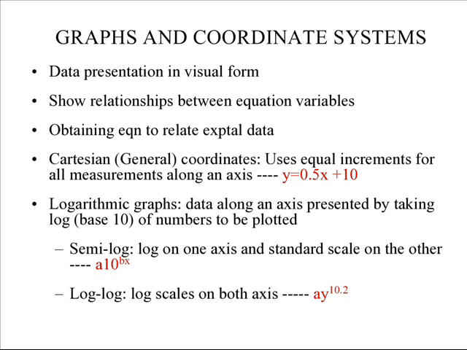There are different kinds of coordinate systems, and the one that we'll use the most is the Cartesian coordinate, where we know it as x and y. It uses equal increments for all measurements along an axis, and an example of an equation might be y equals 0.5x plus 10, which is in the y equals mx plus b format, where m is the slope and b is the y-intercept.